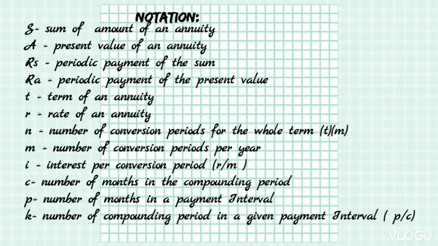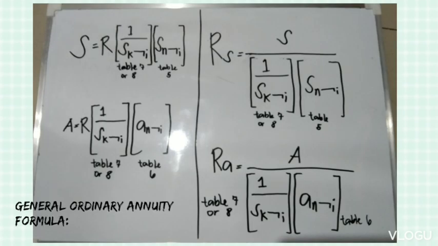So if you can see, we have three additional notations, which are C, P, and K. C is the number of months in a compounding period. P is the number of months in a payment interval. K is the number of compounding periods in a given payment interval, or P over C. So this is the formula of the general ordinary annuity.